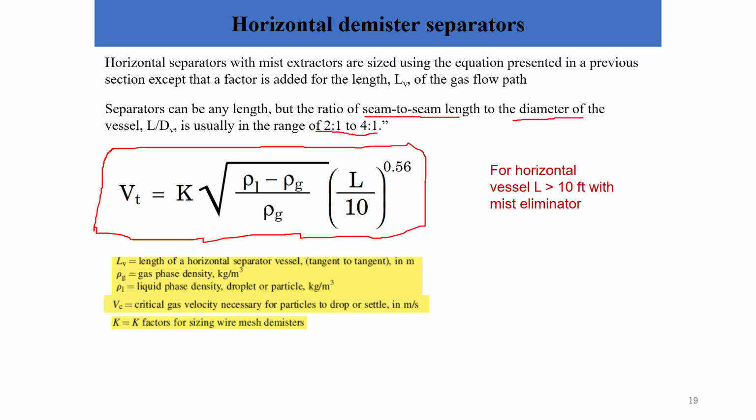Here again we said that the length that you are calculating here, what we call the LV, is the length for the separation, which is what we call the seam to seam length, or tangent to tangent length. And Vc or Vt is the critical gas velocity. K is the factor for the mesh or the Demister, as we learned before.